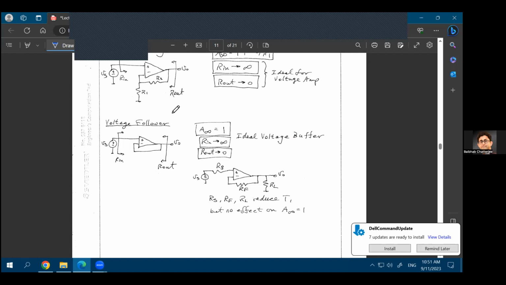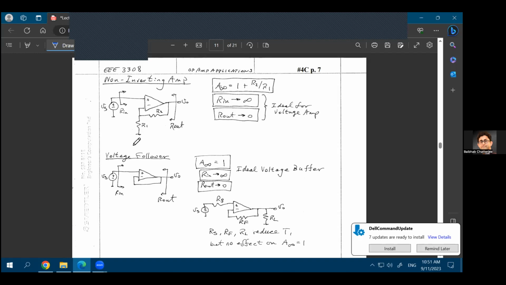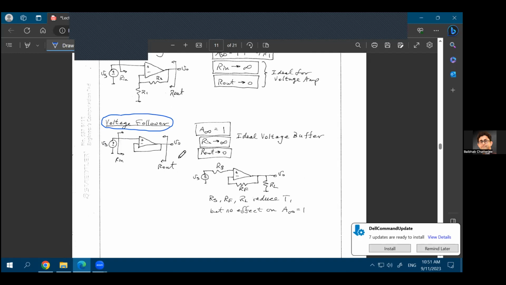But before going there, I would like to draw your attention to a few other configurations. So one of them is called a voltage follower. What is a voltage follower? You apply your input to the positive terminal, and you take your output and put it back at the input negative terminal as a feedback.